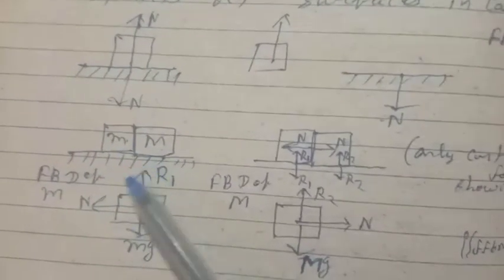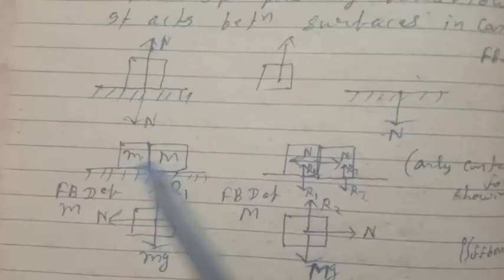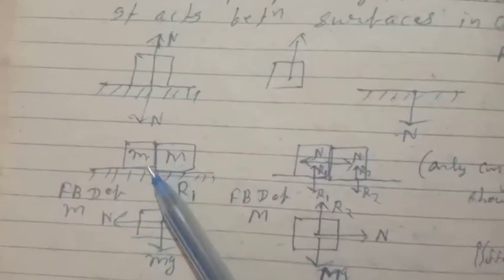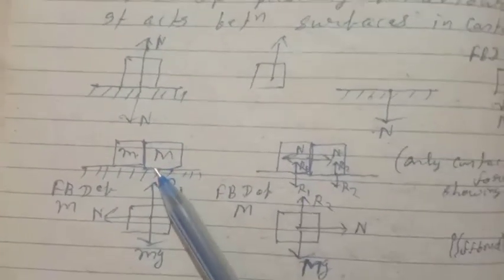Now in this situation, these bodies are also in contact. This body has mass small m, and this body has mass capital M, or m1 and m2, whichever you find convenient to represent, and it is placed on the other body and they are in contact. Then different contact forces will arise between them.